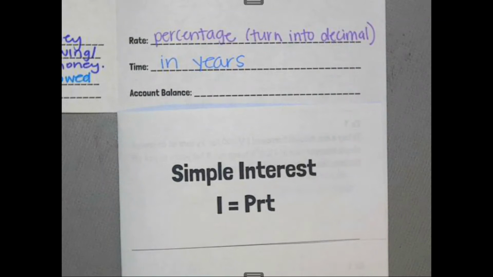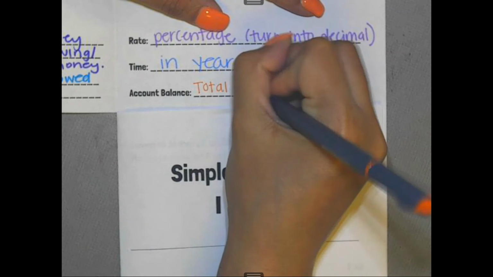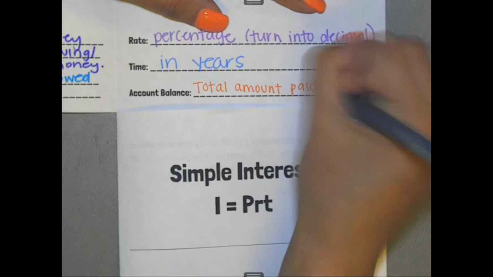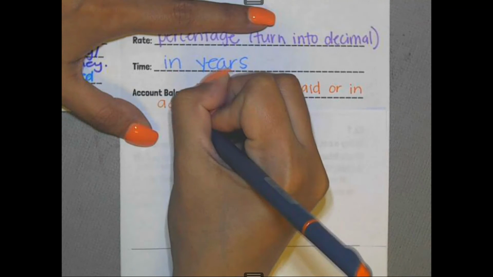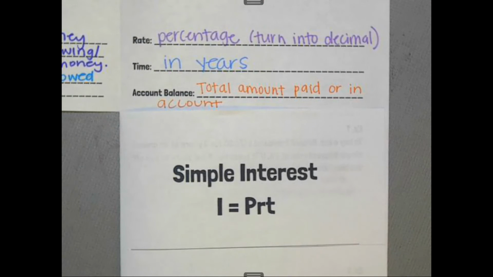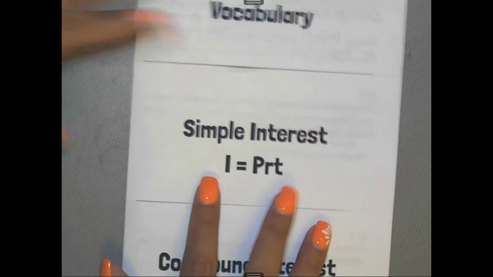And then the last word that we're going to talk about is our account balance. And that's the total amount paid or in account. So that's really important when we're reading the question. We need to see if we're trying to find the interest or the account balance. So the first one we're going to start with is simple interest.